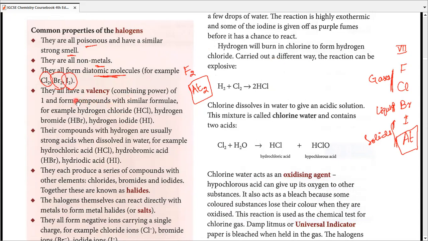Okay, so they all have a valency or combining power of 1. So they form compounds with similar formulae. For example, when they combine with hydrogen, all of them combine in a similar way. With chlorine and hydrogen, HCl. With bromine and hydrogen, HBr. With iodine and hydrogen, HI. What would be the formula of the compound that is formed from fluorine and hydrogen? Formula.